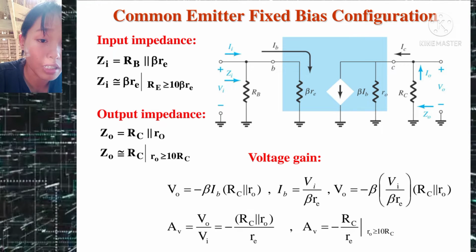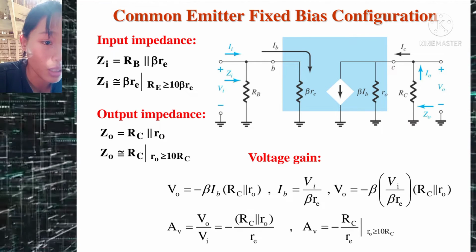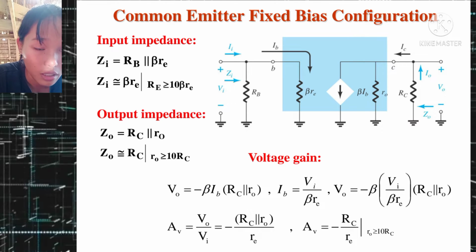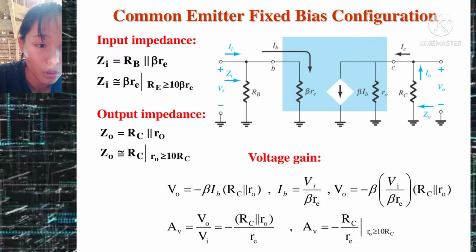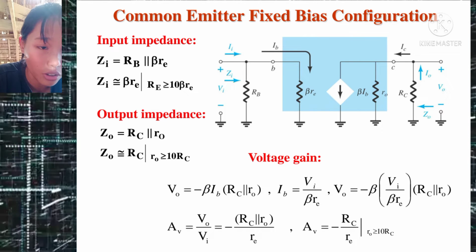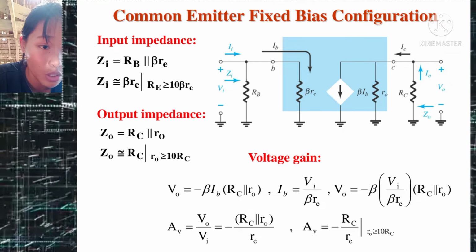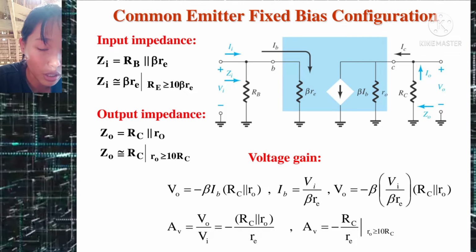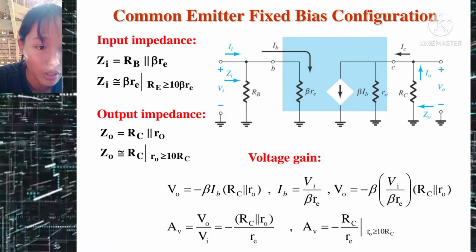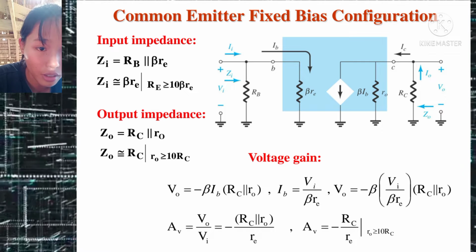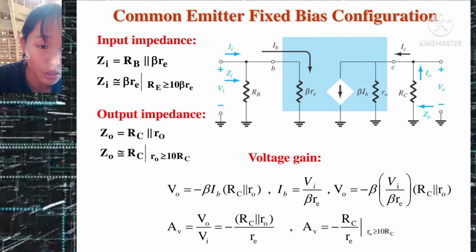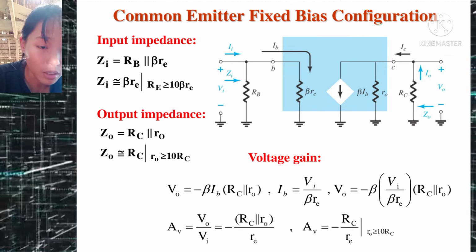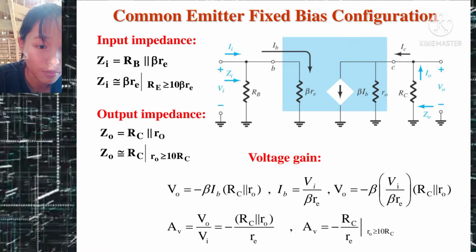Now for our output impedance, we are just going to recall that the output impedance of any system is defined as the impedance Zo determined when Vi is equal to 0. So when Vi is equal to 0, our Ii, which is equal to Ib, is equal to 0. This will result in an open circuit. So the result is the configuration Zo equals RC in parallel with ro. If ro is greater than or equal to a factor of 10 times RC, then Zo will be approximately equal to RC.